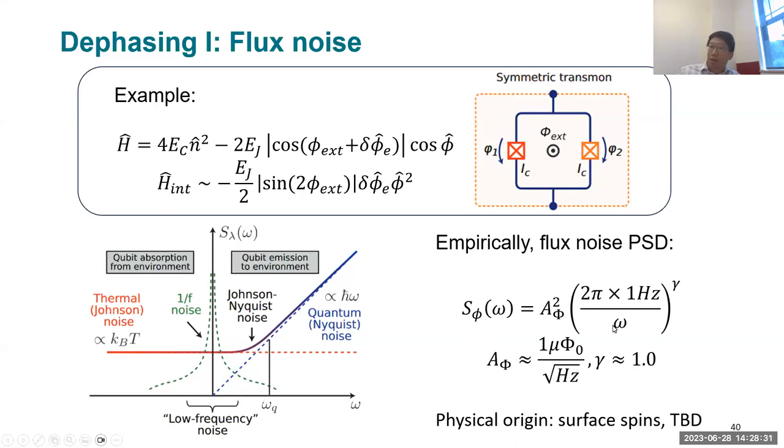So what's the physical origin of this type of noise? People believe there are free spins on the surface that can hop around. If you have spins flipping around, that's going to produce magnetic noise. But what kind of spins, what exactly they are, and how you remove them are still open questions at this point. So this is flux noise. That means that if your qubit is flux tunable, then in general, unless your phi external is equal to zero or half flux, your qubit will be susceptible to this 1/f type of flux noise.